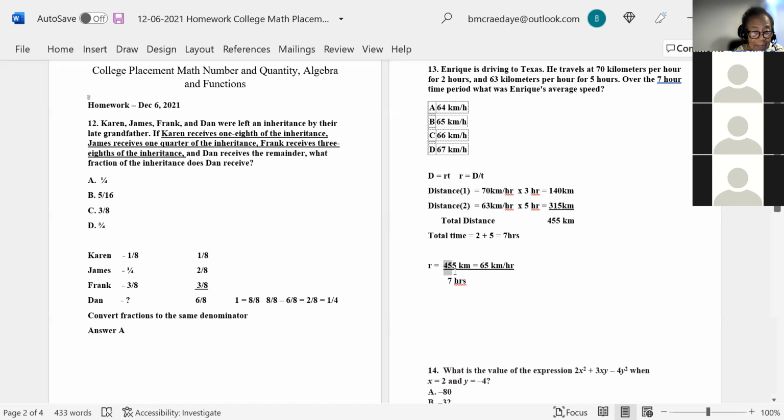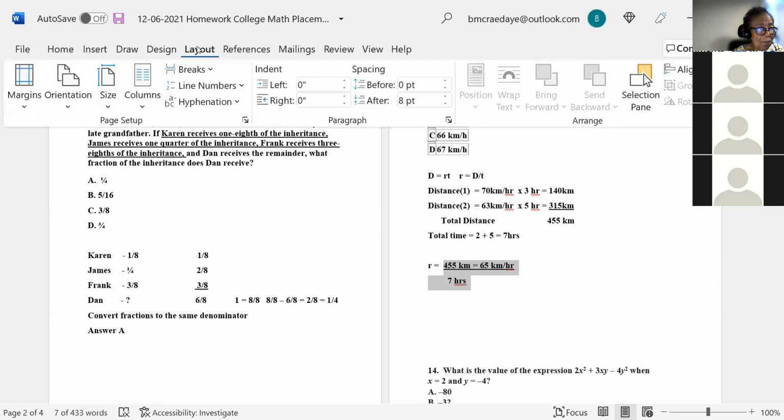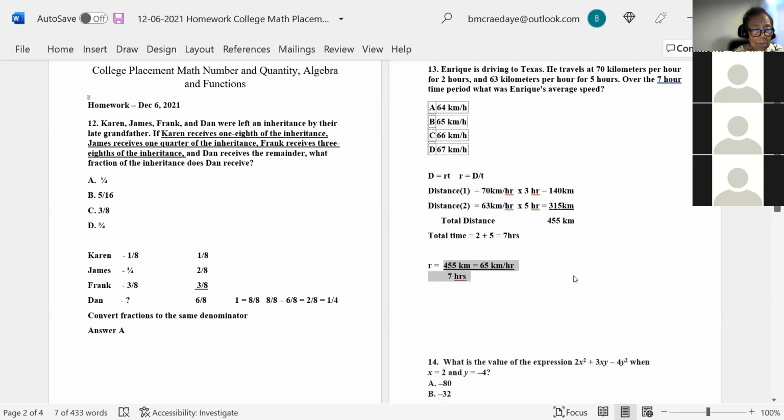Okay. I got 65, but I didn't do mine like that. I do mine simple. I multiply 70 by 2, and then 63 by 5, and add it and divide it by 7. I do mine like simple math. What did you do, Maureen? I multiply the 70 by the 2 and the 63 by the 5 and add them and then divide by the 7. Yeah, that's what we did. I do it like mental math, right?